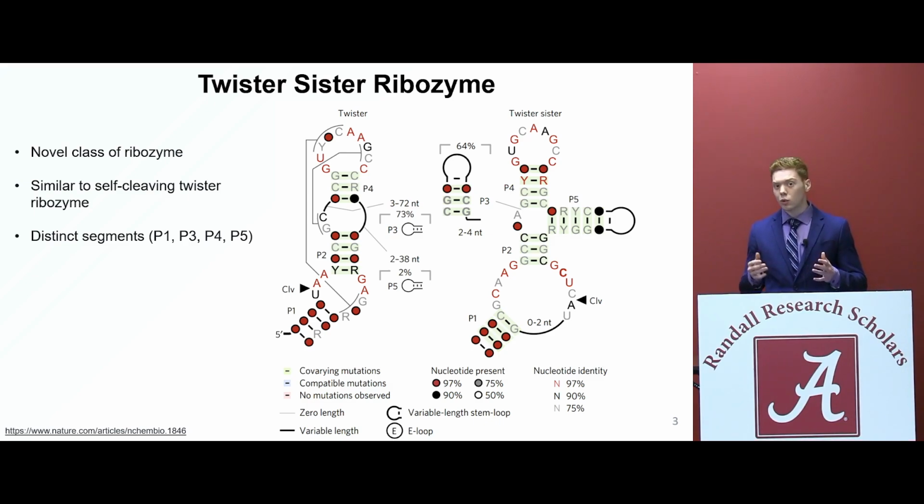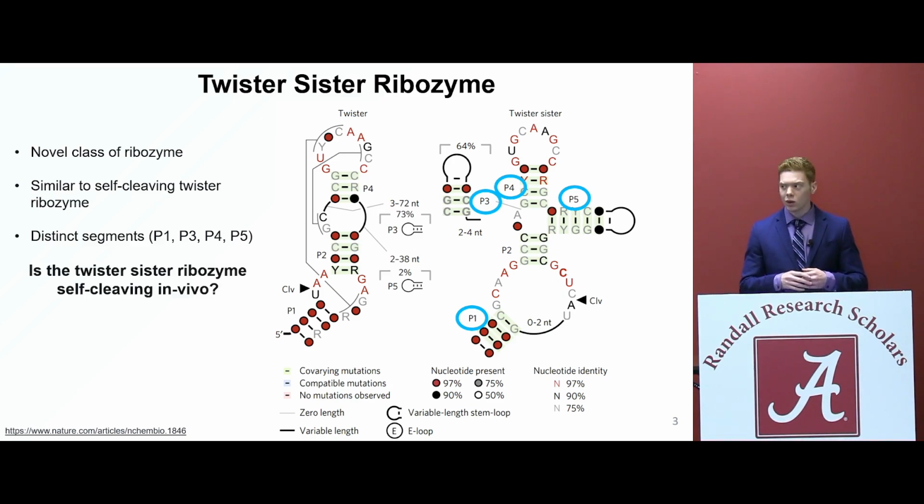Now, the twister ribozyme was previously discovered to be self-cleaving, and thus it is suspected that the twister sister ribozyme will also be self-cleaving. One more aspect of this diagram I'd like to point out is the distinct segments of the twister sister ribozyme. These are P1, P3, P4, and P5. Now, put simply, these just refer to where the twister sister ribozyme will actually be implemented into the mRNA fragment. But I will be referring to these segments as P1, P3, P4, and P5 for the remainder of this presentation.